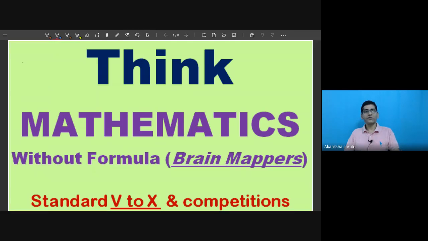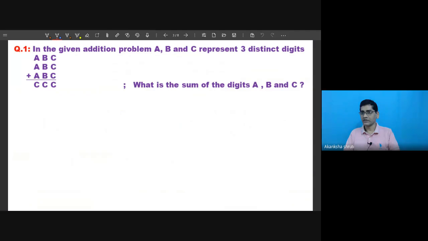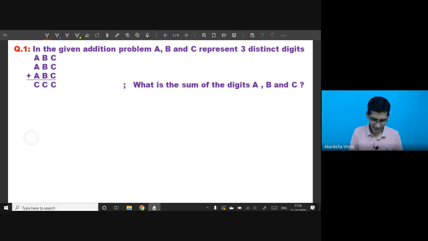This series is very useful for the students from standard 5 to 10 in developing their IQs and activity based learning. So let's start with a very simple addition problem first. This is a question taken for addition. Students are advised to pause the videos and solve this. If they are not able to solve, then please verify with me.